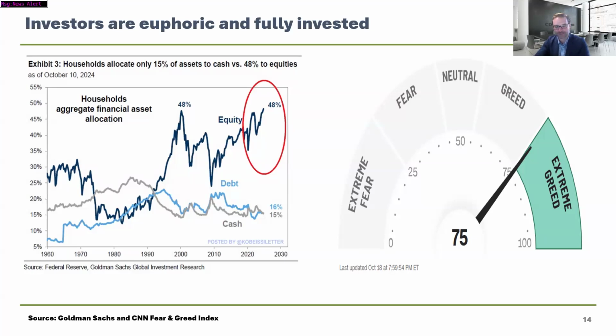Couple of comments on this. First and foremost, just because markets are overvalued and investors are feeling euphoric and very bullish, does not mean run for the hills and sell your stocks. We're certainly not advocating for that at all. Also doesn't mean that we are going to get a correction here in the immediate future.